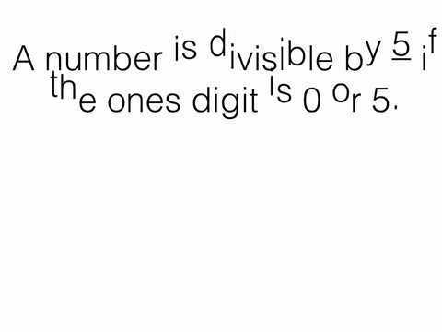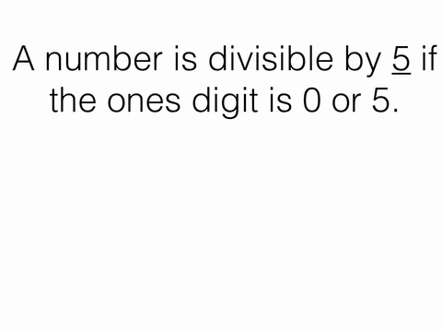Of course, 5 should be an easy one. Number is divisible by 5 if the ones digit is a 0 or 5. Same is true for 10. Number is divisible by 10 if the ones digit is 0.